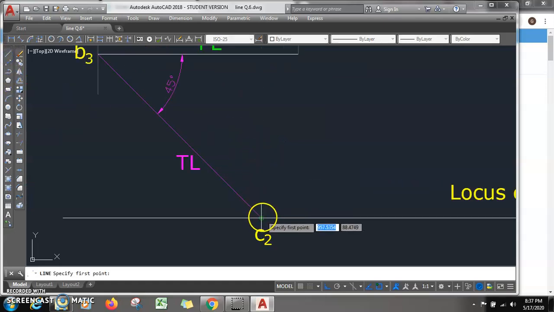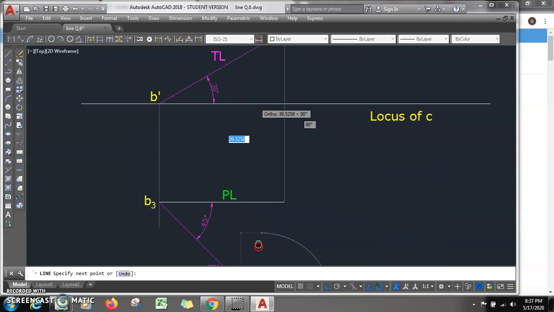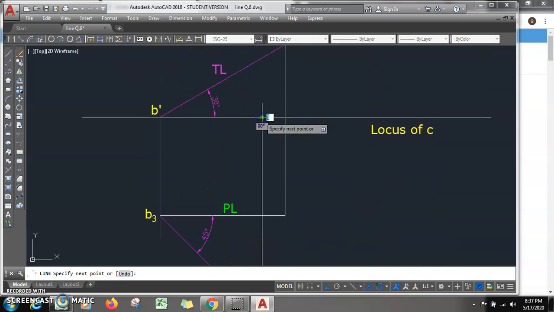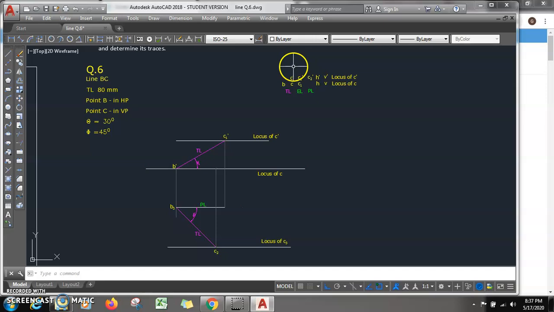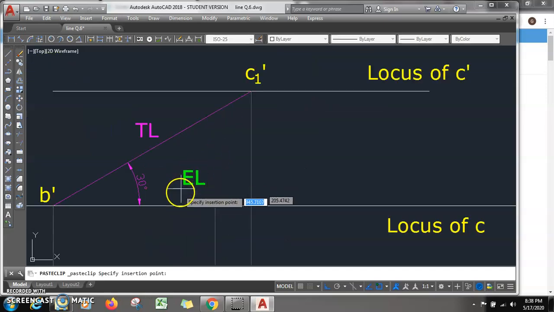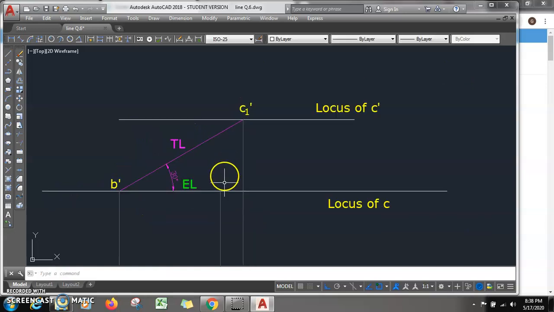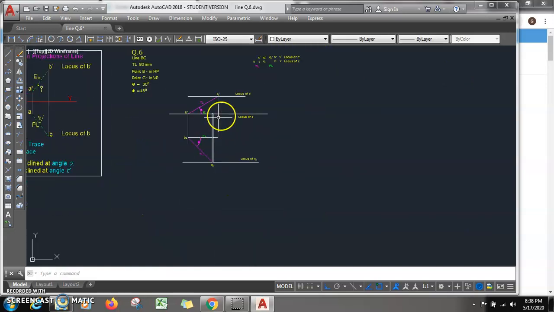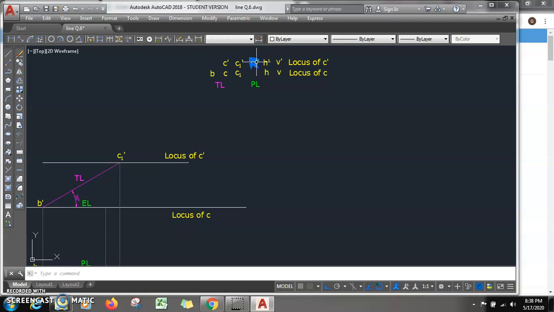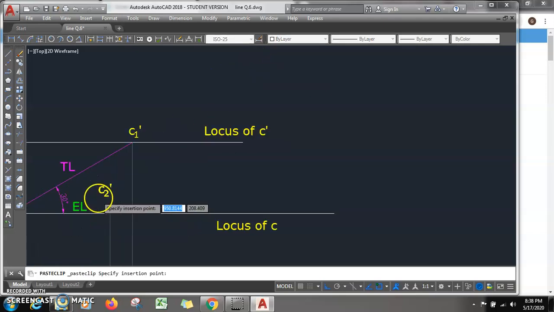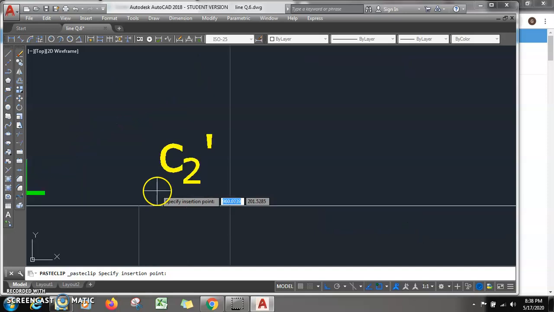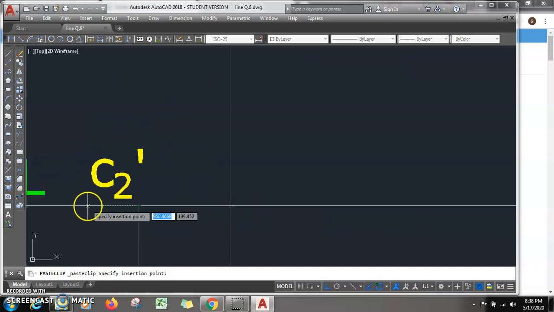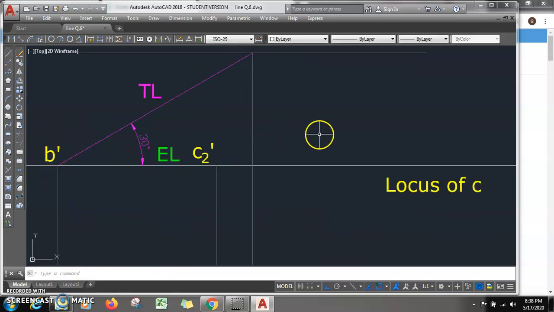From this point you draw a vertical. Okay, so at this location, this is the projector. What will this give you? This will give you the elevation length. And what will be the name of this point? This is C2, so this point will be called C2 dash. You see, this thing is C2 dash.